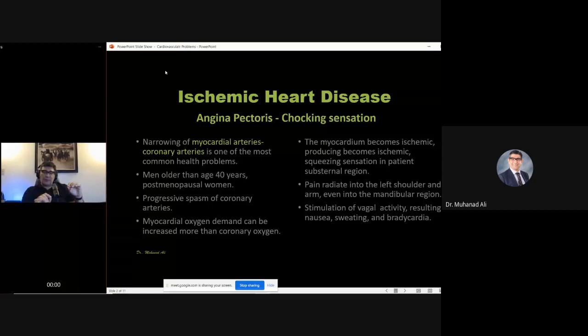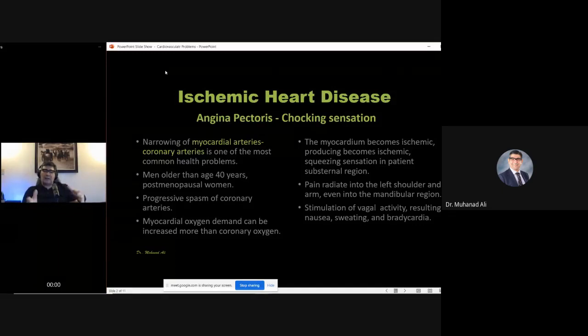You have to ask your patient if he has or had any history of overexertion, anxiety, or pain. For a patient over 40, you have to ask this question too: do you have any pain or chest pain during exercise or overexercise? Postmenopausal women after 40 or 45, you have to ask her the same question.